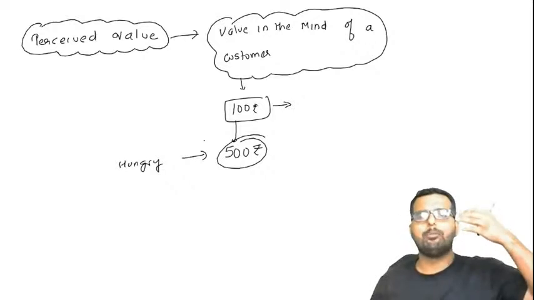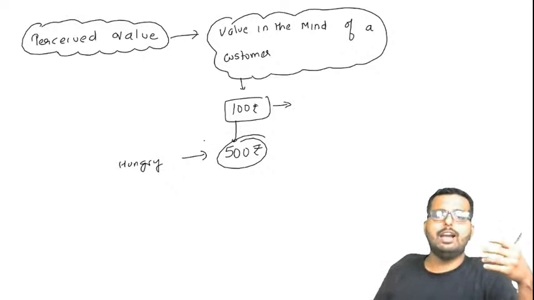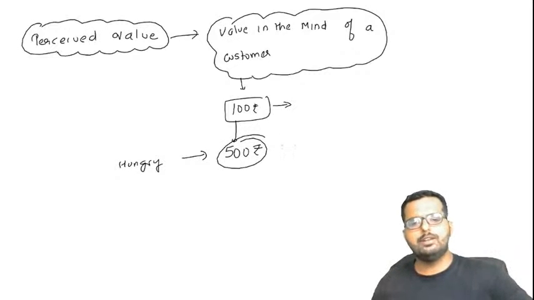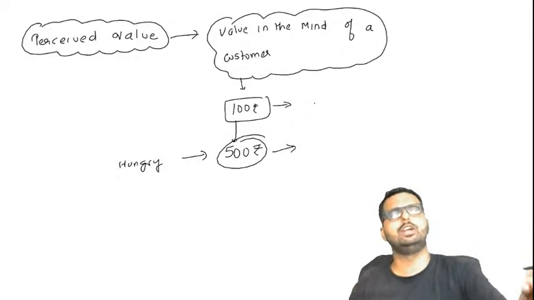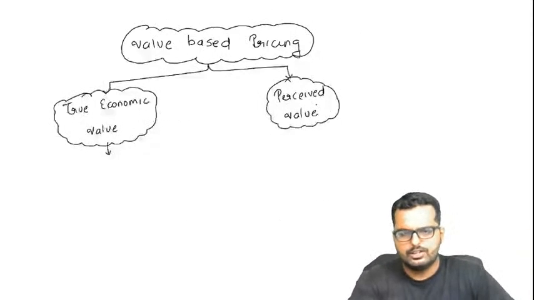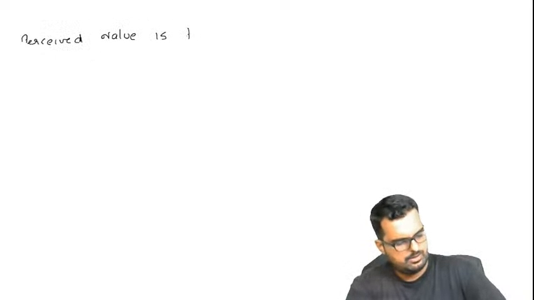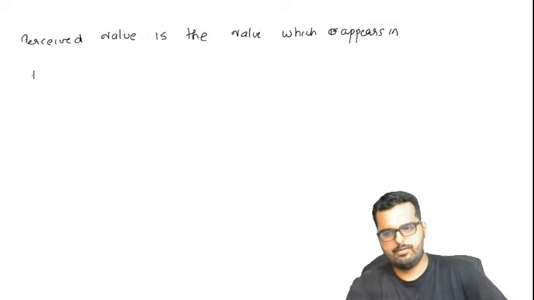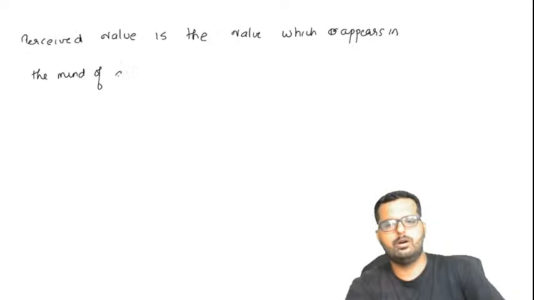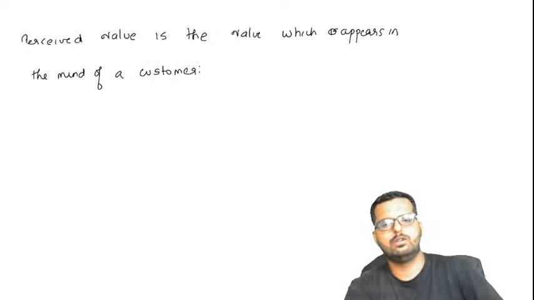Perceived value is a value which comes in the mind of the customer and which is actually not the real value. This perceived value will differ from person to person. The same product can have different value for different people. I hope you are clear with this part, friends. So you can just write down: perceived value is the value which appears in the mind of the customer. It is different from person to person.